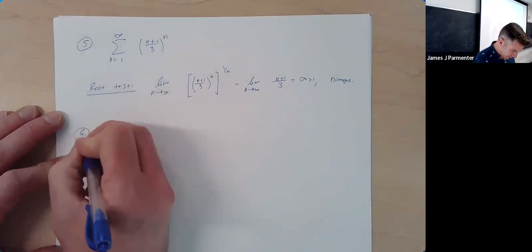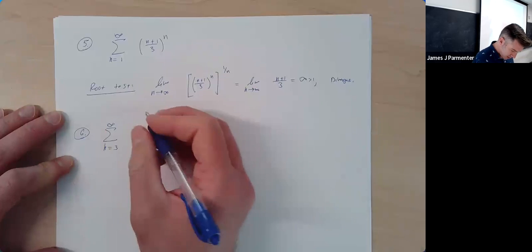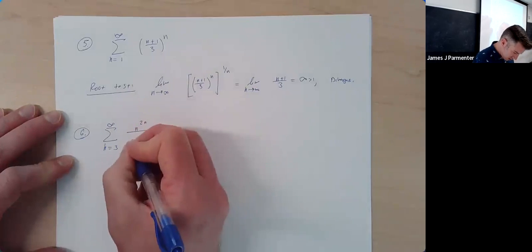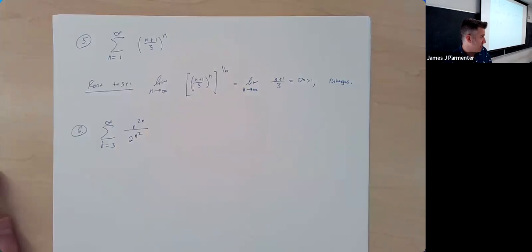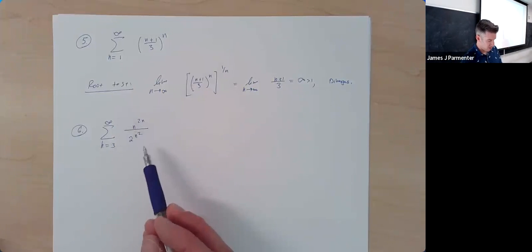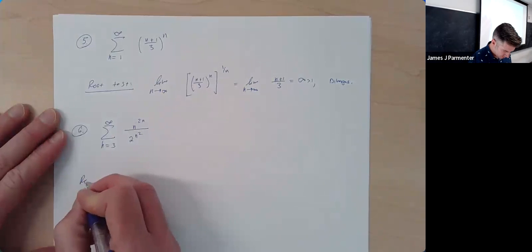Let's say we have the sum n equals 3 to infinity of n to the 2n over 2 to the n squared. And this is probably an example where the root test is actually better specifically than the ratio test. Because while you maybe do the ratio test, it's going to get messy, right? You're going to have n plus 1 to the 2 times n plus 1 over 2 to the n plus 1 squared. It looks terrible. So let's try the root test.